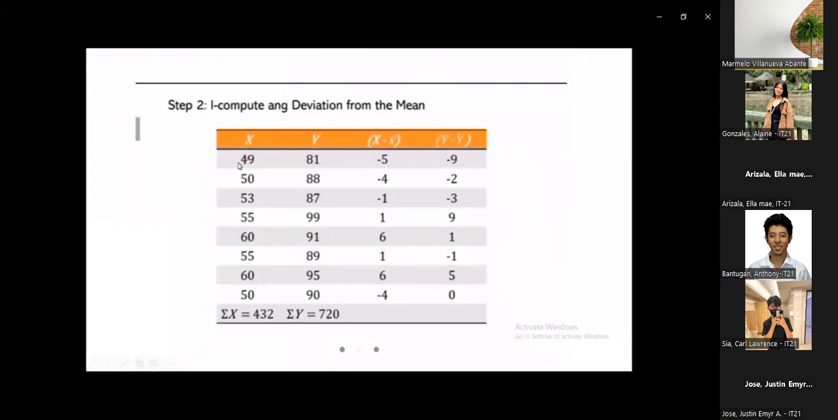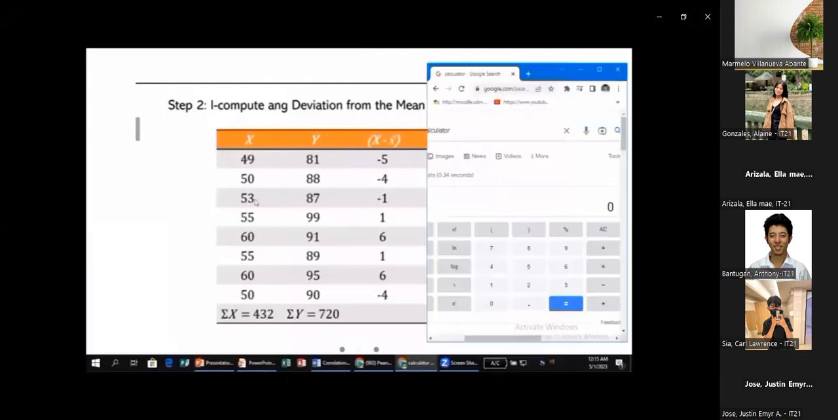So, nakuha na natin yung summation ng x and y. Ngayon naman, kukunin naman natin yung mean para ma-compute natin yung deviation. Para ma-compute yung mean, gagawin lang natin, yung total or yung summation, i-divide natin sa number ng values. So, kung bibilangin natin dito, meron tong 1, 2, 3, 4, 5, 6, 7, 8. So, yung n natin dito is 8.